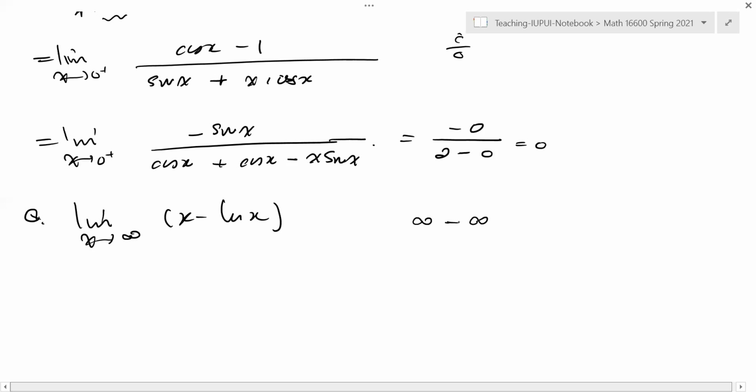Maybe. But I think the answer is going to be positive infinity. The reason is natural log of x grows much slower than x, and much slower than a to the x, where a is positive, greater than 1, right? So the gap between natural log x and x should be getting larger. That's just common sense, right? So the gap is getting larger, and then the limit should be equal to infinity.